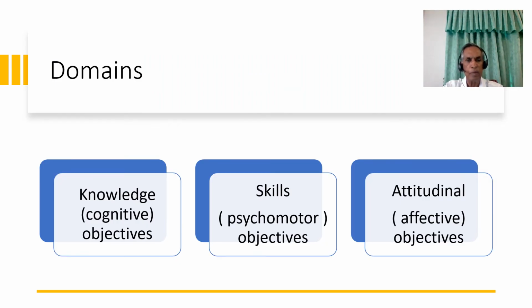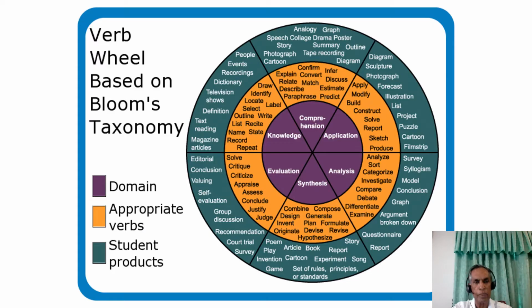Again, we reflect on the three domains of knowledge, skills, and attitudes and relook at the learning objectives in relation to these specific elements. This is the verb wheel based on Bloom's taxonomy, where we are trying to put into perspective how we should be using certain terms, as reflected in this wheel, so that the appropriate verbs aligned to the student's products are shown.